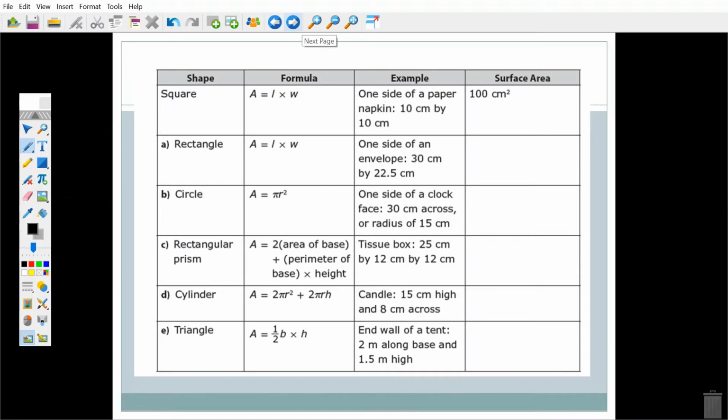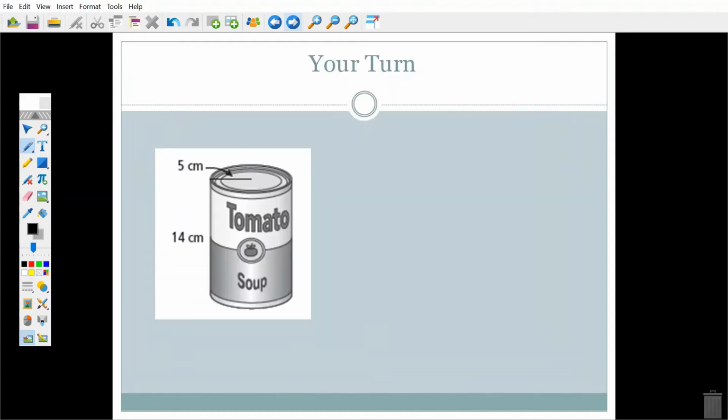There are a number of formulas here, and on any test or quiz or final exam, you would always have the formulas available to you, so you never have to memorize them. So just keep this as a reference page. We're not going to do any of those right now. You've got some coming up right here.